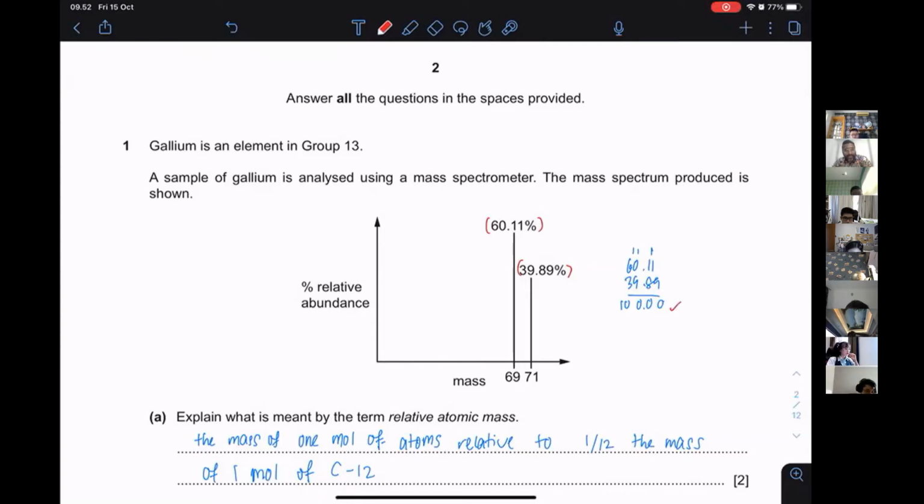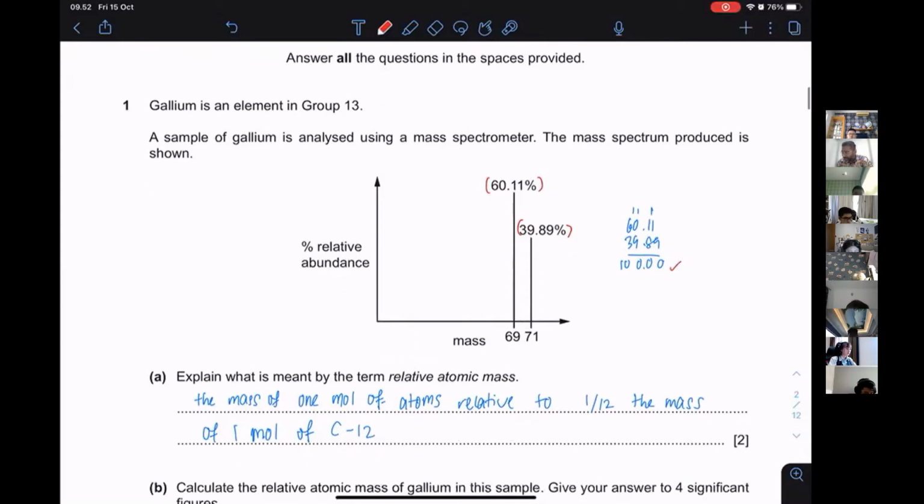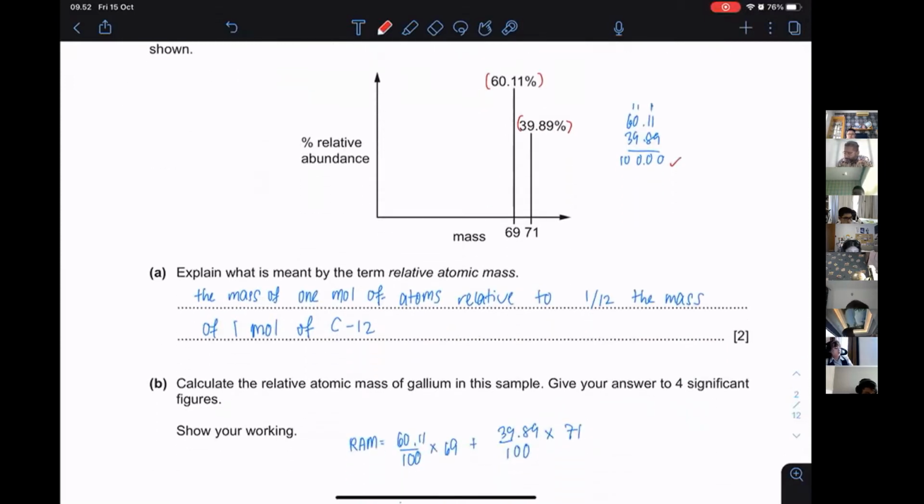Now, explain what is meant by the term relative atomic mass. Relative atomic mass, I've written over there, is the mass of 1 mole of atoms relative to 1/12 of the mass of 1 mole of carbon-12. So please remember how to define this. It is going to be defined in this way, so make sure you are able to define this properly.